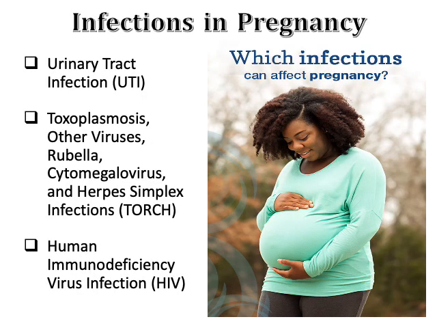Infections in pregnancy must be treated right away, and they must be managed carefully to prevent risks for the fetus. One is a UTI, second is TORCH, and third are HIV infections.